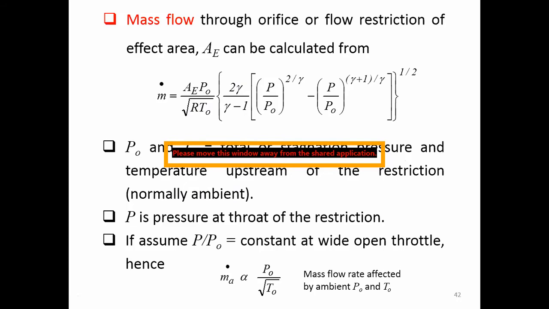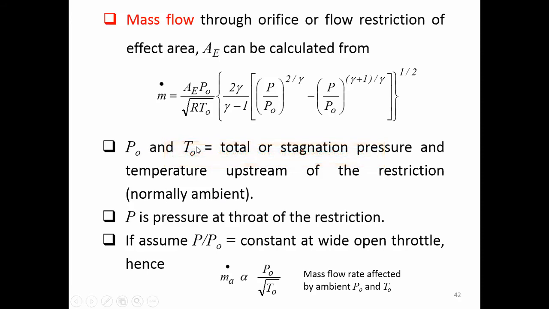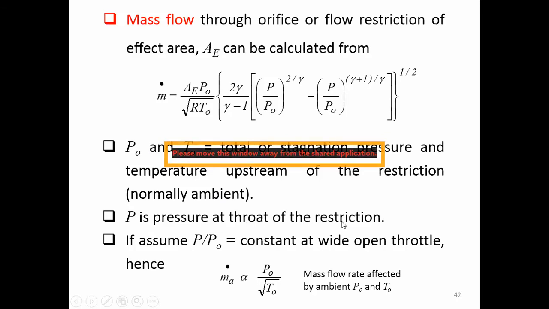But for fuel, it's different, because fuel is pumped by the pump before it's injected through the nozzle. But if we talk about the air, it's normally ambient conditions. So P0 and T0 are in fact the total ambient pressure and temperature. And the letter P here is the pressure at the throat of the restriction. If it's a venturi, it's the throat of that venturi. And if it's a nozzle, it's the throat of the nozzle where the air flows out. So this is the pressure at the throat.